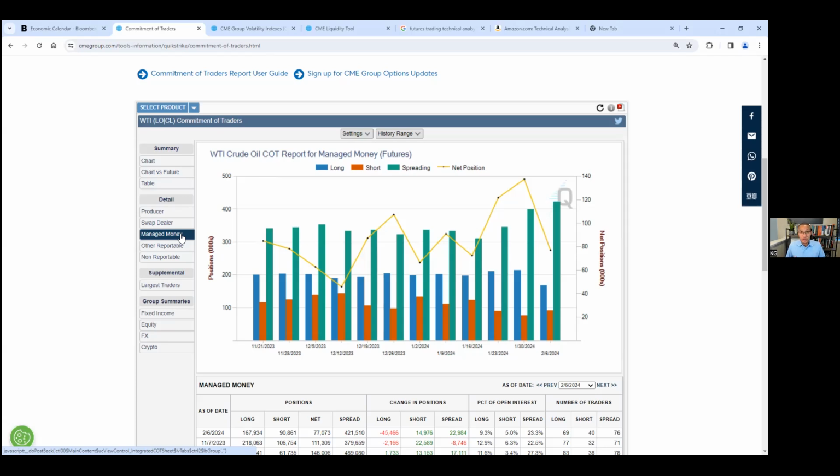I like to follow producers. A lot of people don't, but the producers are going to show you the pure dynamics that's happening in the marketplace. If they continue to drill, if they continue to extract oil, they're going to have oil in their inventory. They're going to want to be able to hedge that particular risk.